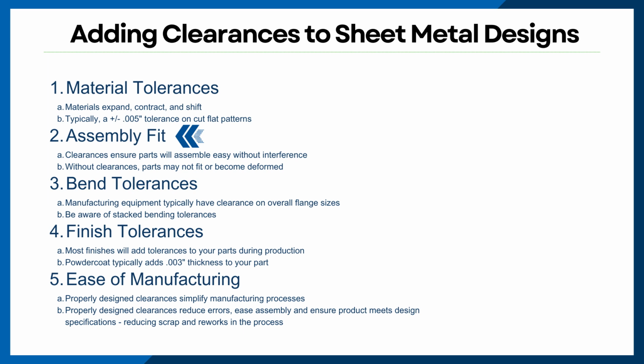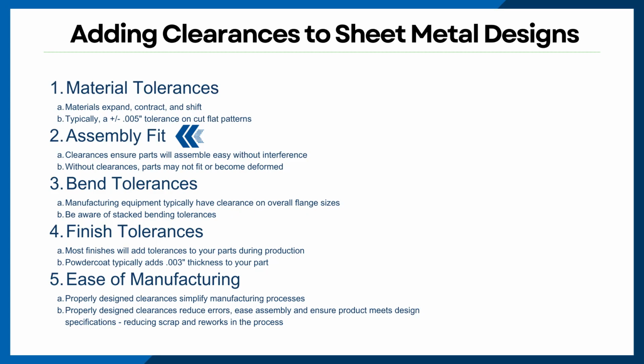Number 2, assembly fit. Clearances ensure that parts will assemble easily without interference. This is especially important in designs where multiple sheet metal parts need to fit together, such as tabs, notches, and slots. Without adequate clearances, parts might not fit or could cause stress or deformation.